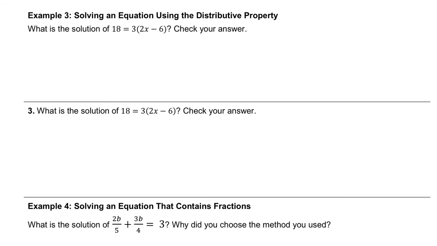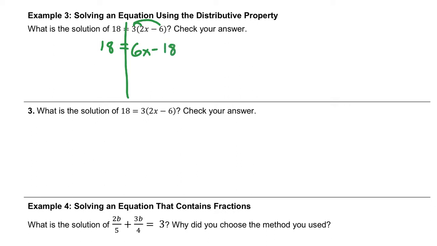Okay, so example 3. We're going to solve some equations using the distributive property. So what this means is we need to remember from lesson 1.7 how to distribute to simplify an expression. So in example 3, on the right-hand side, I'm going to distribute the 3. So my left-hand side remains 18. The right-hand side becomes 6x minus 18.